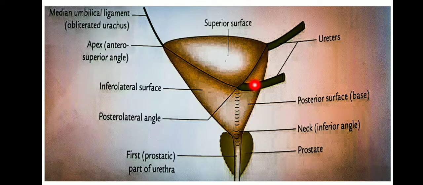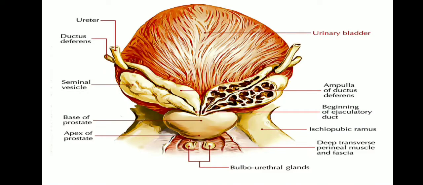Being triangular in shape, the upper part of the base of the urinary bladder in the male is separated from the rectum by the rectovesical pouch, which has coils of the small intestine. This is the lower part of the base, and this is the upper part of the base. In the case of the lower part, it is separated from the rectum by the vas deferens and the seminal vesicles lying medially to laterally respectively.